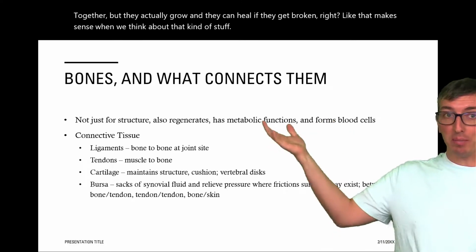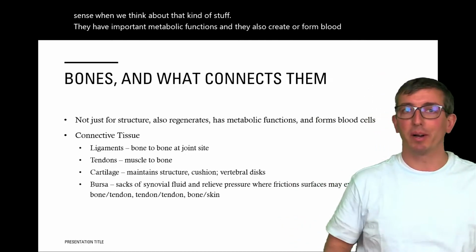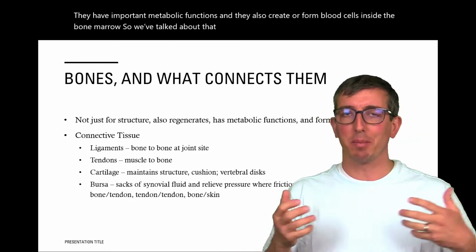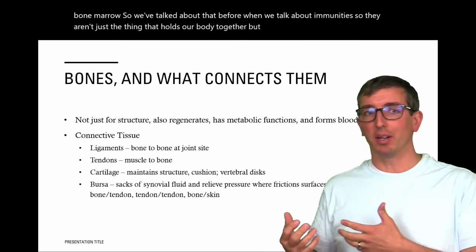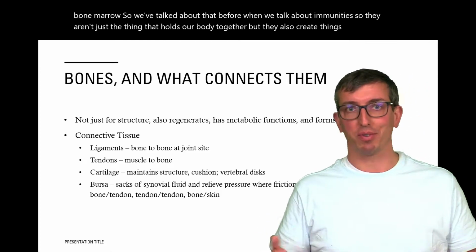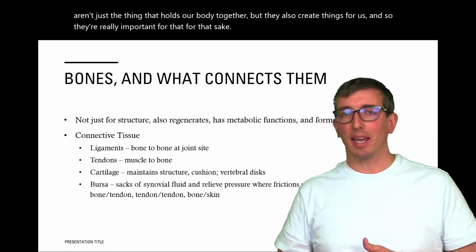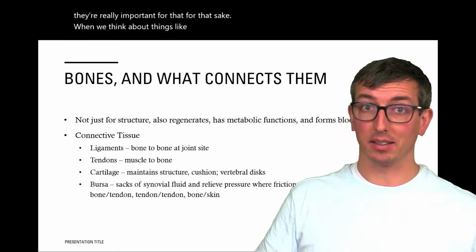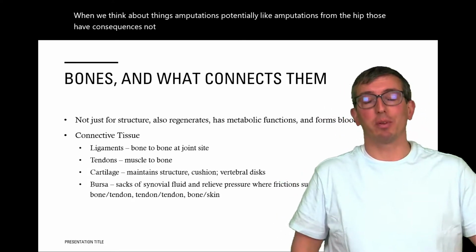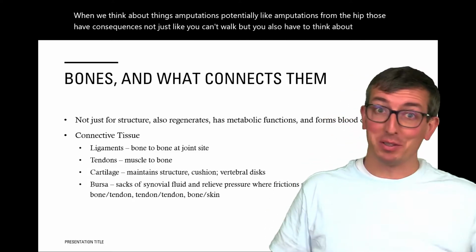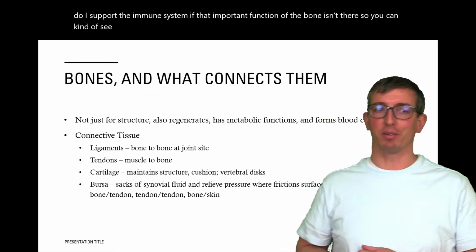They have important metabolic functions, and they also form blood cells inside the bone marrow. We've talked about that before when we talked about immunities. So they aren't just the thing that holds our body together, but they also create things for us, and they're really important for that sake. When we think about amputations, potentially amputations from the hip, those have consequences, not just that you can't walk, but you also have to think about how to support the immune system if that important function of the bone isn't there? So you can see how this can get complicated pretty quick.